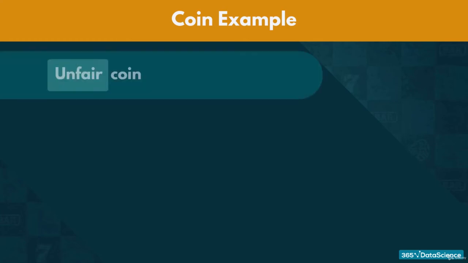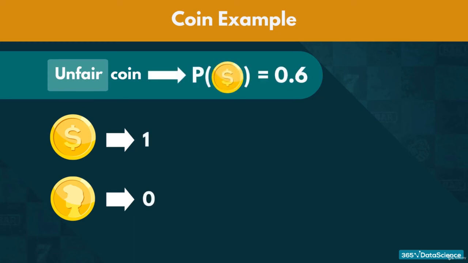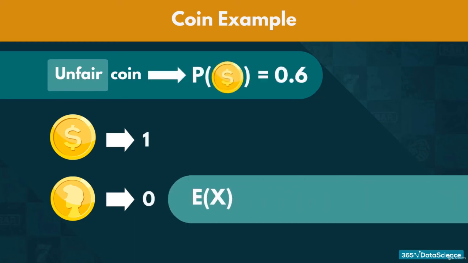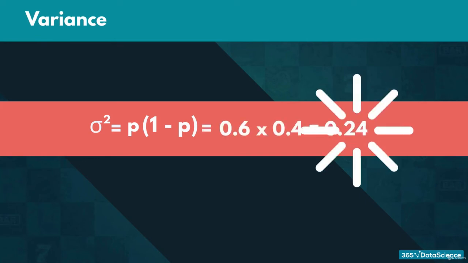For example, consider flipping an unfair coin. This coin is called unfair because its weight is spread disproportionately, and it gets tails 60% of the time. We assign the outcome of tails to be 1 and p to equal 0.6. Therefore, the expected value would be p, or 0.6. If we plug in this result into the variance formula, we would get a variance of 0.6 times 0.4, or 0.24.